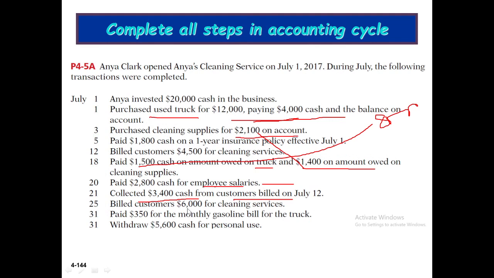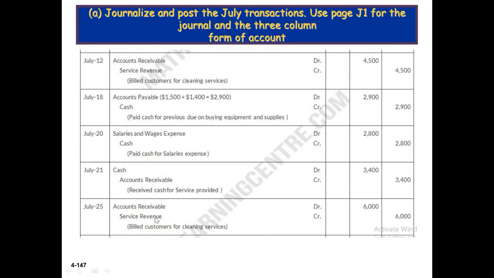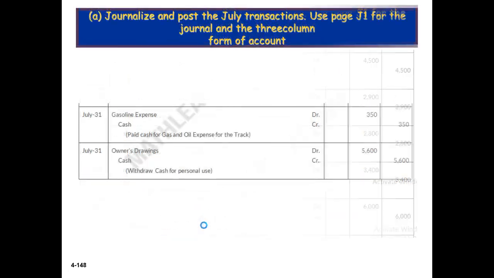And here, billed customers 6,000 for cleaning service, July 25. The same journal. That means this 6,000 cleaning service billed to customers, that means customers have taken services but not yet paid the company. So for this transaction, accounts receivable debit and service revenue credit 6,000. Please look here, everybody: accounts receivable debit and service revenue credit.